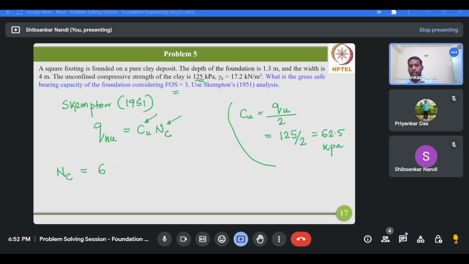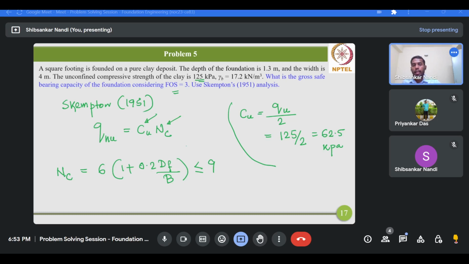value as 6 times (1 + 0.2 Df/B), and it should be subjected to a maximum value of 9. That means the Nc value cannot go beyond 9. So either it can be less than 9 or a maximum of 9, depending on the Df by B ratio. So this is for the square footing.